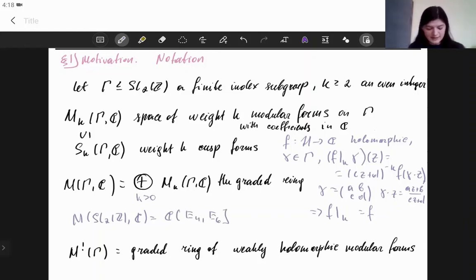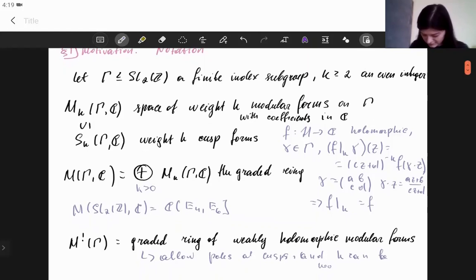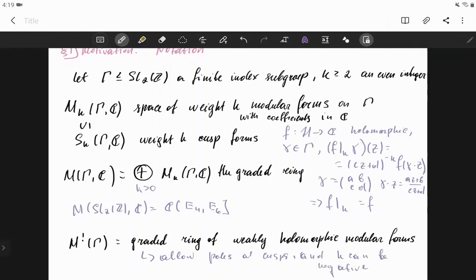Another object that I will use is a graded ring of what are called weakly holomorphic modular forms. The weakly part allows for poles at cusps. So in particular, this allows the weight k to be negative. The context where we'll use this graded ring is when we're talking about some differential operators.